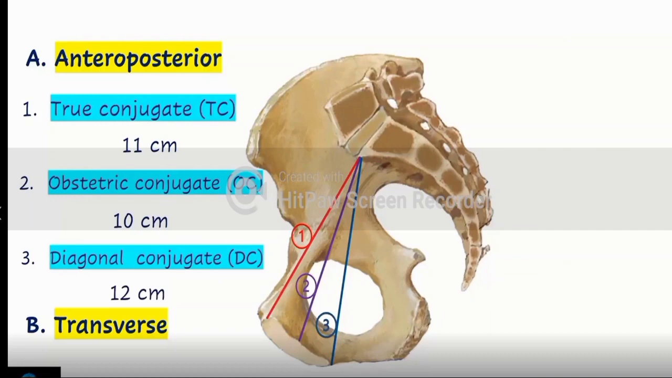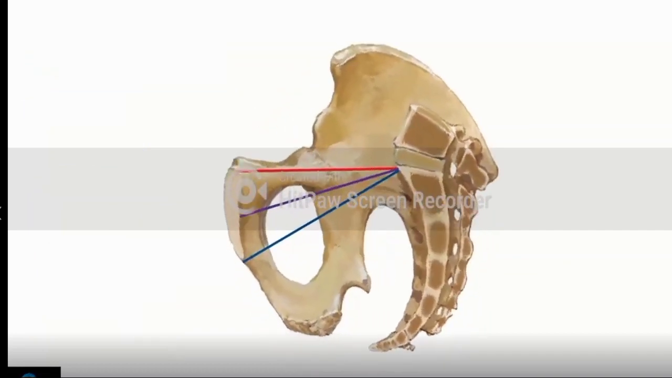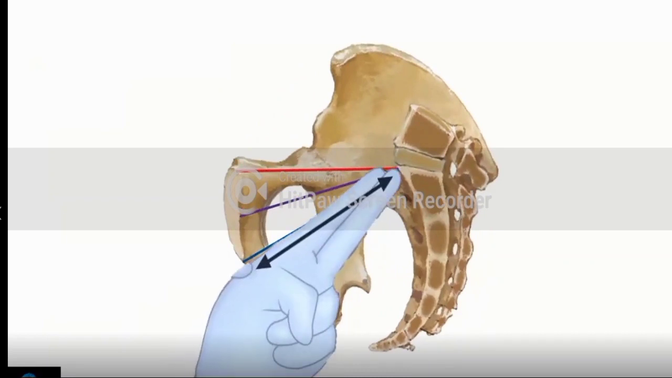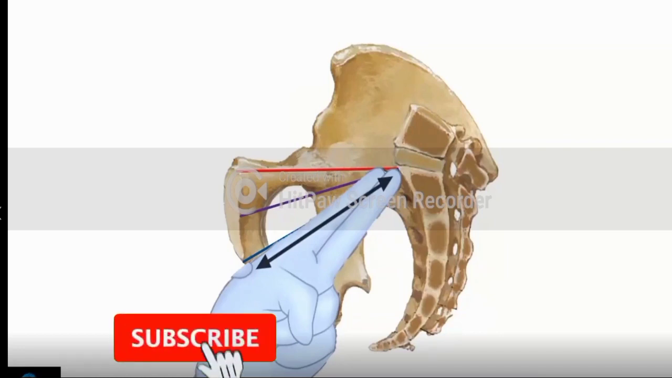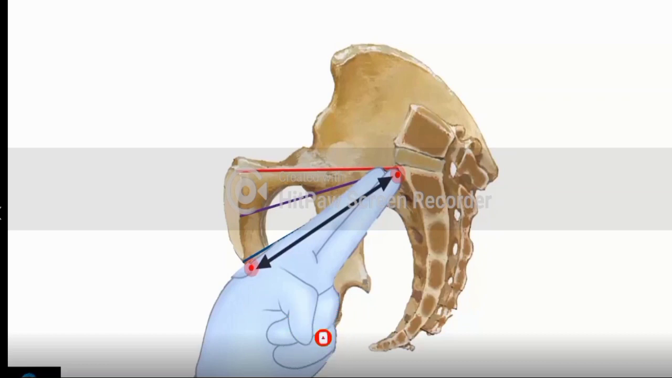It measures 12 centimeters, and it can be measured clinically by introducing two fingers trying to palpate the sacral promontory, which normally is difficult to palpate. The distance between the tip of the middle finger and the area under the symphysis pubis corresponds to the diagonal conjugate.